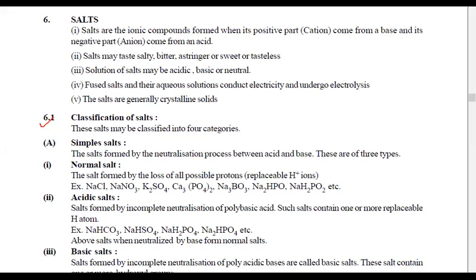For example, if you take a huge amount of weak acid and a very small amount of strong base, can it be a basic salt? Just think about it. Can it be a basic salt?